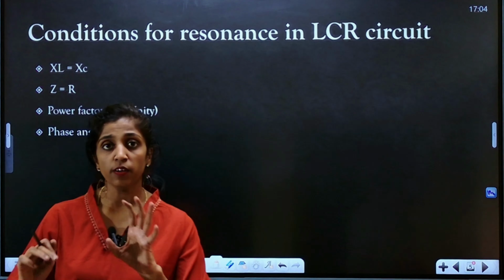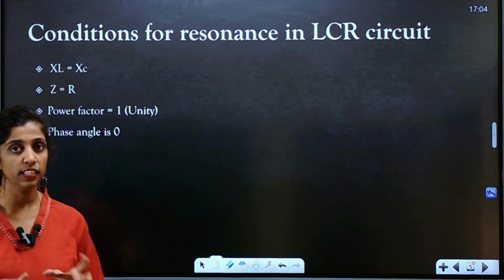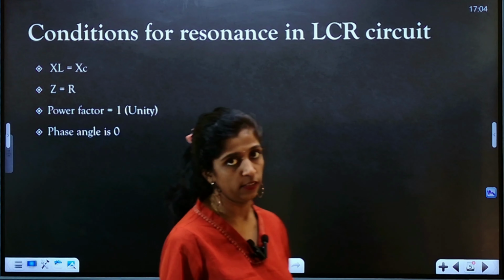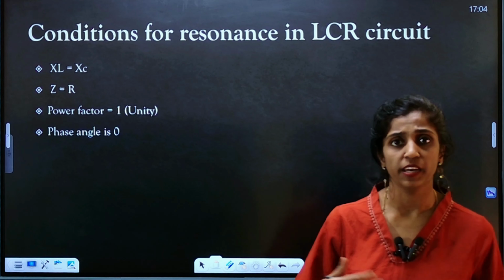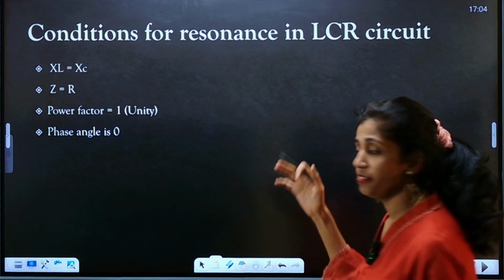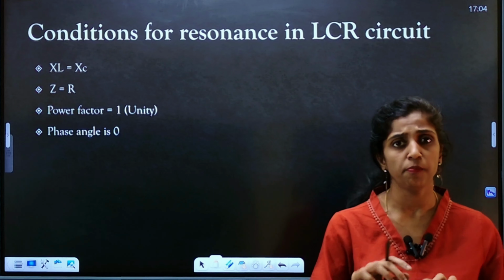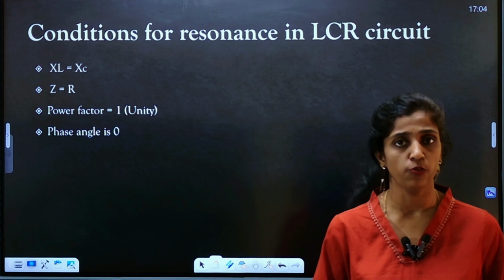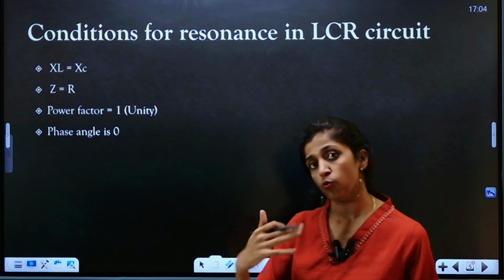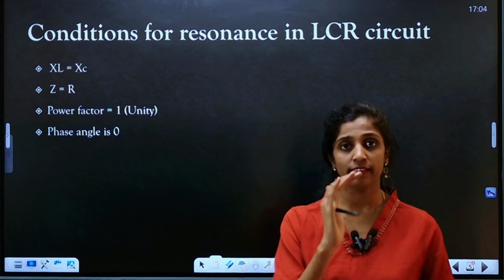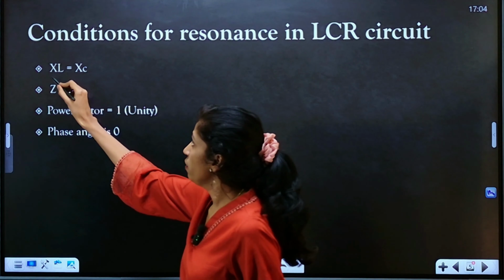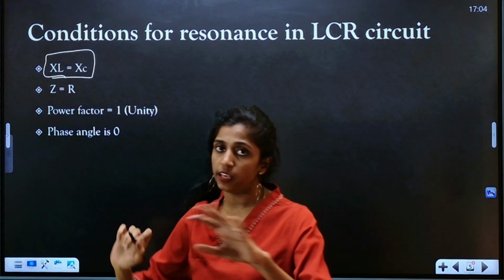Okay, and this is one of the most important questions: the condition for resonance in an LCR circuit. The questions can be asked in many different ways. If resonance occurs, for example, radio tuning is a very good example of resonance. So these are the conditions you should know. If there is resonance, then inductive reactance and capacitive reactance will be equal.